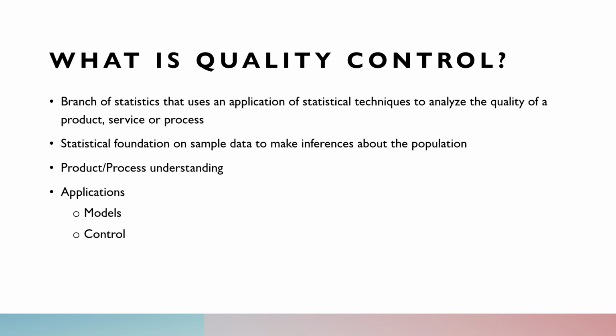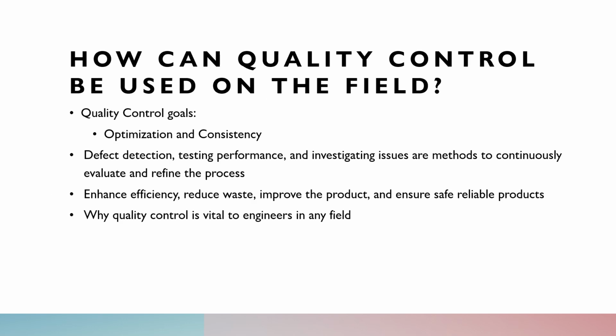Quality control plays a vital role in the world of engineering by ensuring that products, manufacturing, and services meet the required specifications. Quality control helps solve a multitude of problems. As an engineer, you want two things for your product: for it to be optimized and consistent. This can come in a variety of ways.